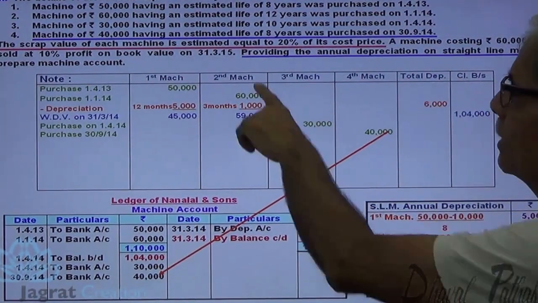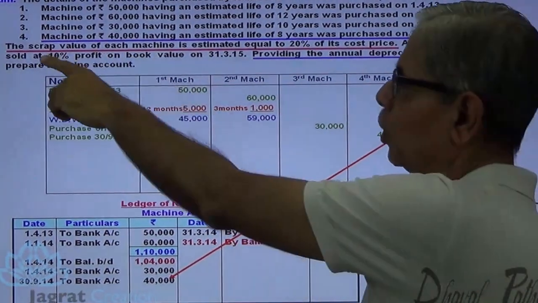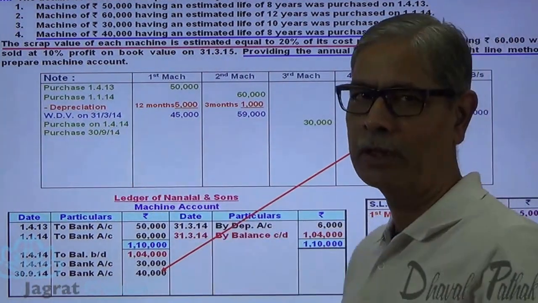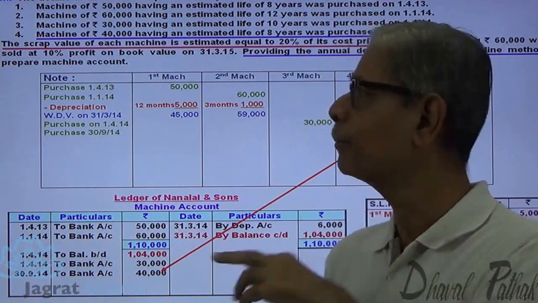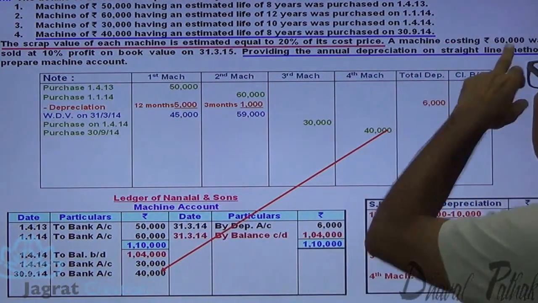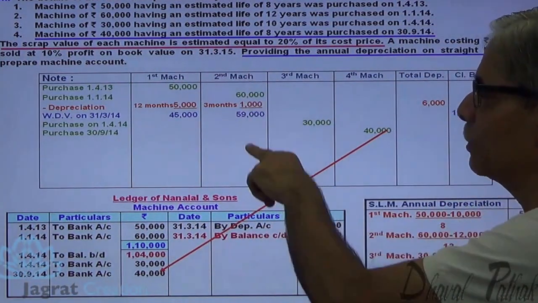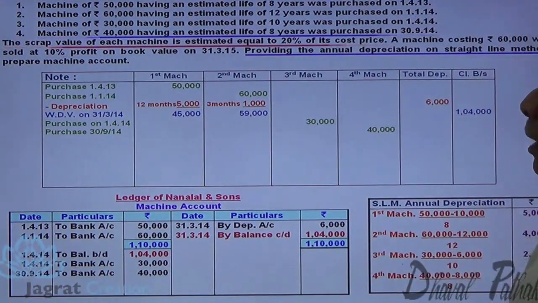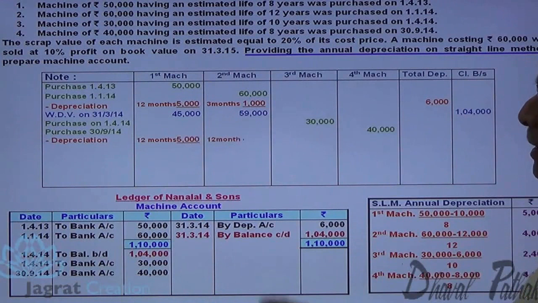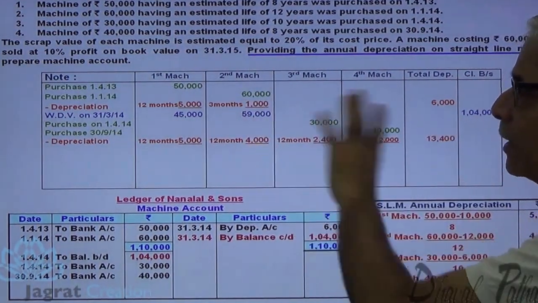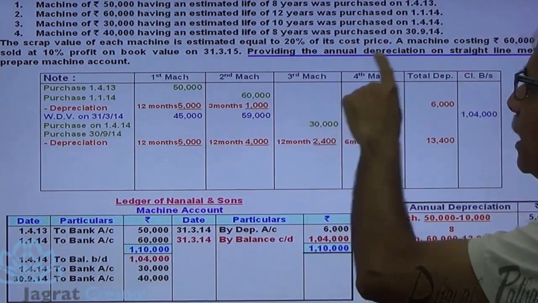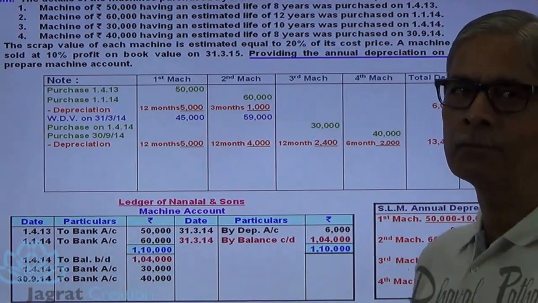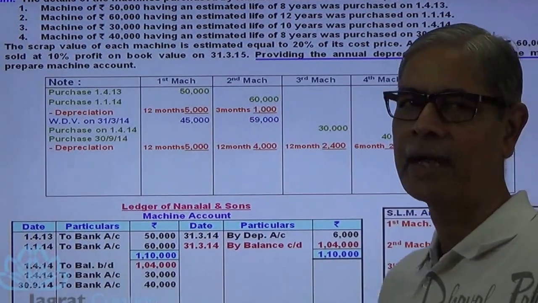Machine costing 60,000 is the second machine. Sold at 10% profit on 31/3/2015. So 1/4/2014 to 31/3/2015, 1 year. After 1 year, this machine of 60,000 is being sold at a profit of 10%. So I will provide depreciation for this second machine till the date of sale, and for the 1st, 3rd and 4th machine till the end of the year. Here the sale has taken place at the end of the year, so here also depreciation is provided till the end of the year.